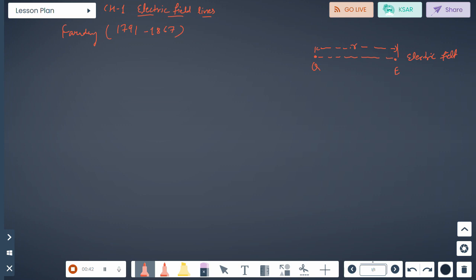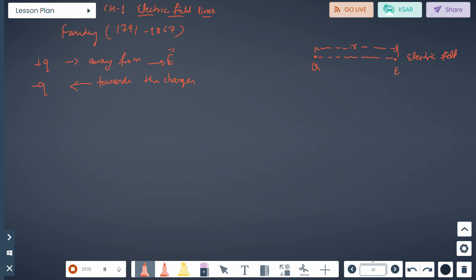For positive Q, the electric field is always away from the charge. And for negative Q, the electric field is towards the charge. As distance increases, the field magnitude decreases.